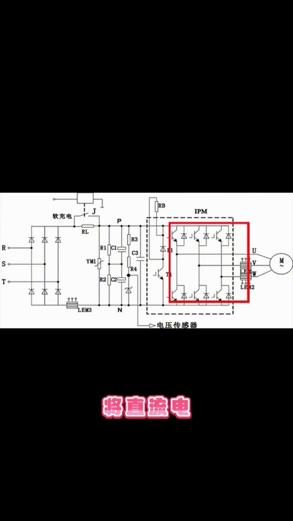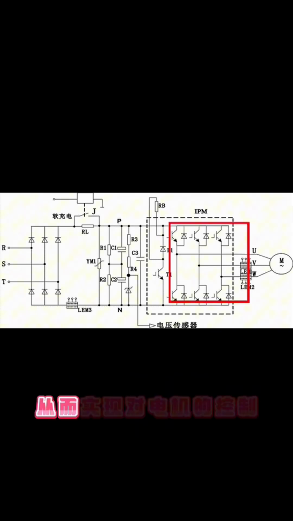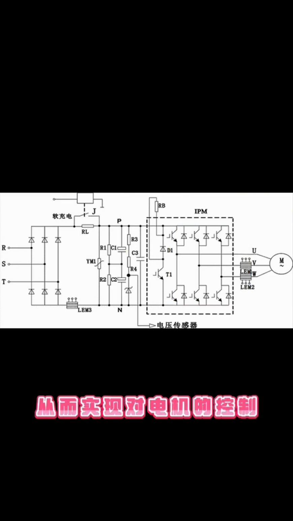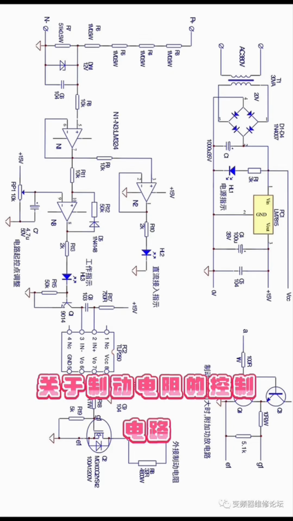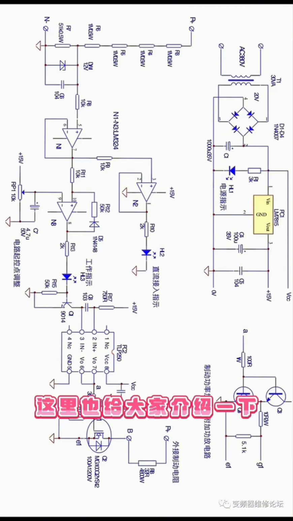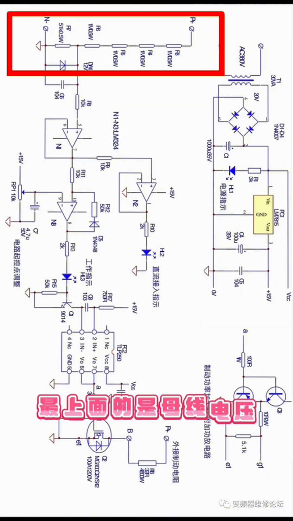The last one is the inverter circuit. Its function is to keep controlling the switches, turning them off and on, to turn DC into the AC we want, in order to achieve control over the motor. Now I'll also introduce the brake resistance control circuit.